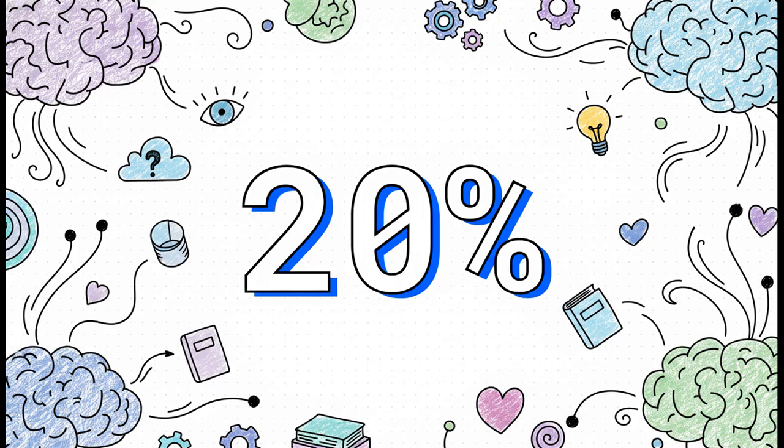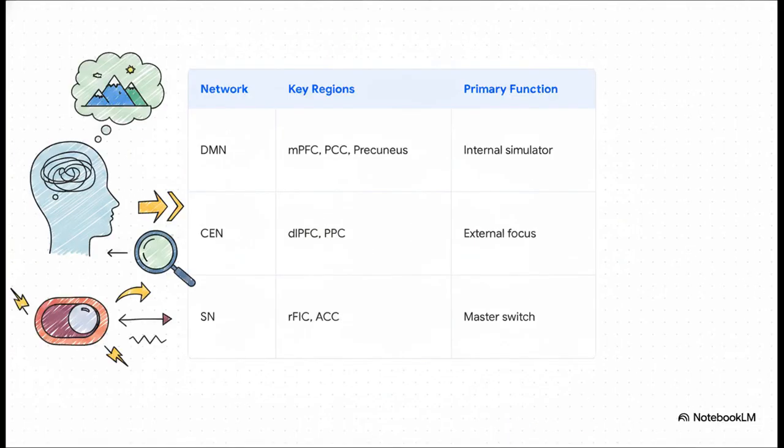Your DMN is running some seriously sophisticated programs in the background. It's consolidating memories, processing emotions, and maintaining your entire autobiographical sense of self. It is literally the engine of your internal narrative. But to understand how to actually control this engine, we really need to map its structural anatomy within what we call the triple network model.